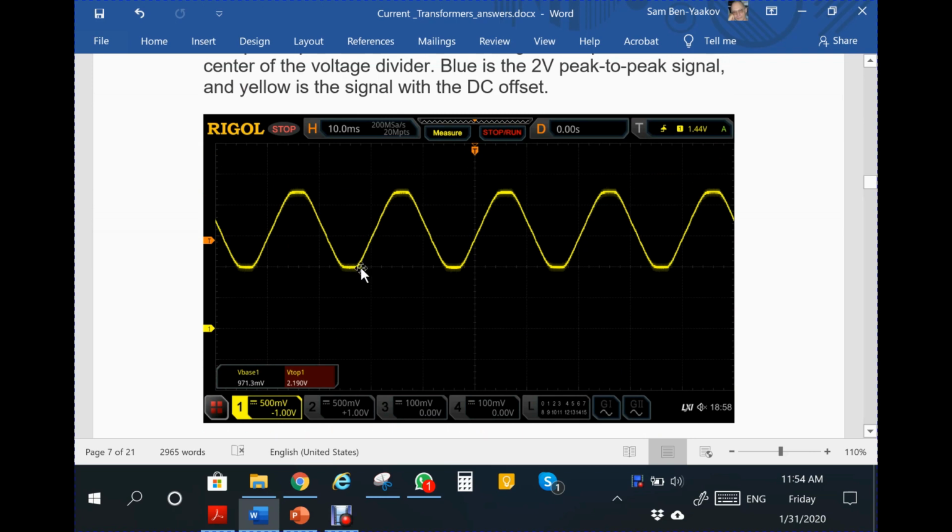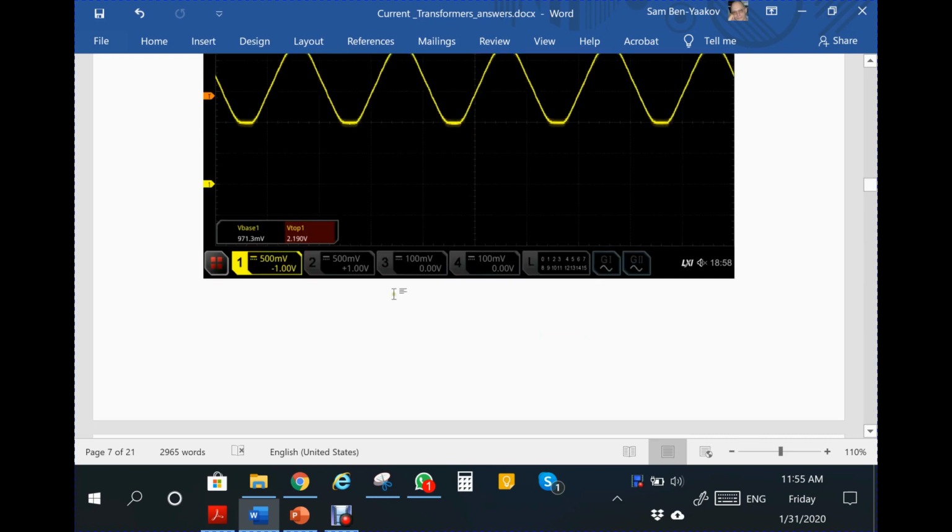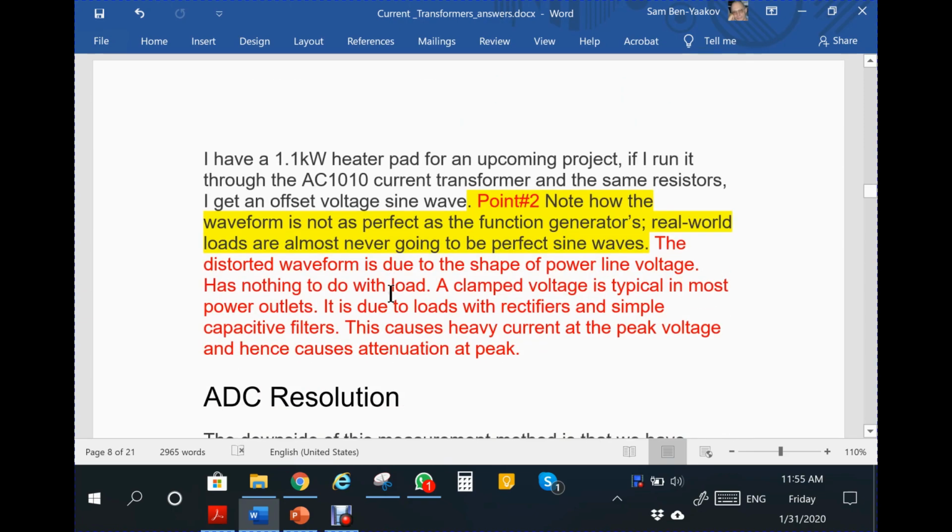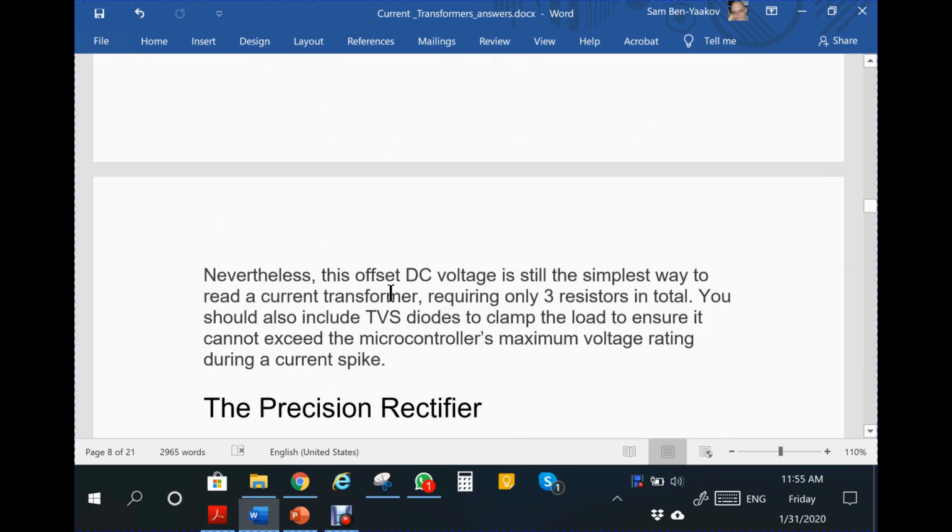So the reason why the current is seen like this clamped is not because of the load, but rather because of the voltage feeding the load, and therefore you see a reflection of the voltage, because the current, of course, is voltage over resistance. And the resistance is changing, but not at a rate of the line. We'll talk about it a little bit later. So this is point number 2. So let's move to point number 3.